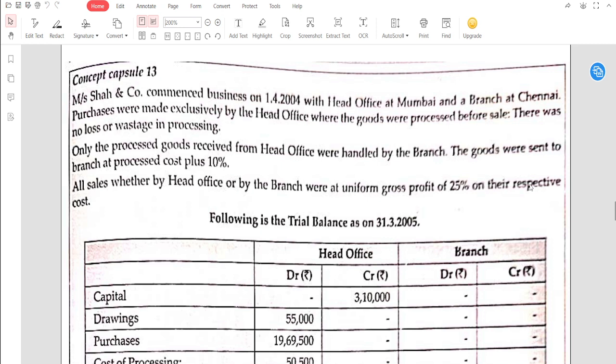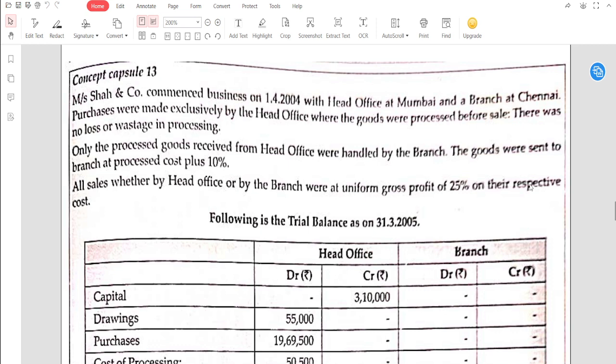Let's go through the lines again. Messrs. Shaw and Company commenced the business on 1/4/2004 with HO in Mumbai and a branch in Chennai. Purchases were made exclusively by the HO. It means only HO purchased the goods, where goods were processed before sale. There was no loss or wastage in processing. No loss with respect to the processing at all.